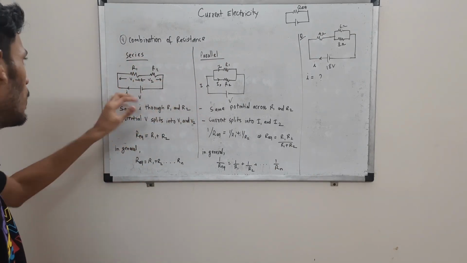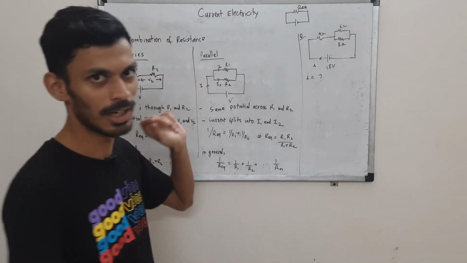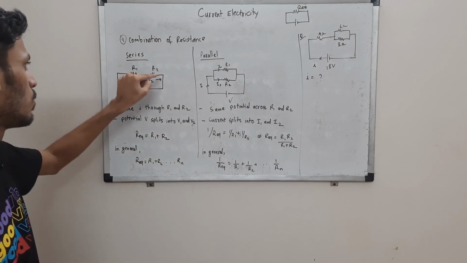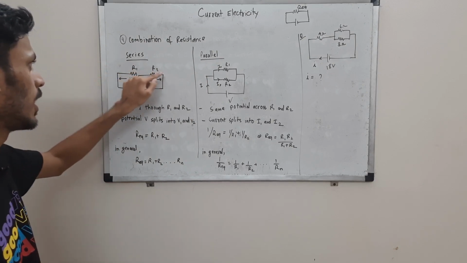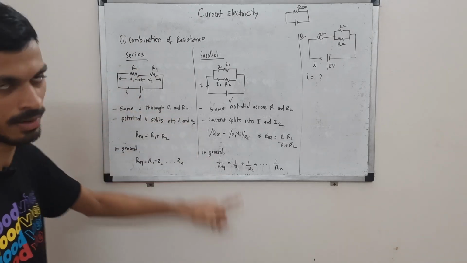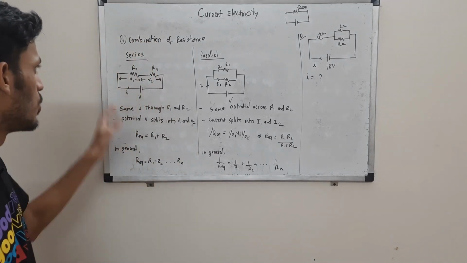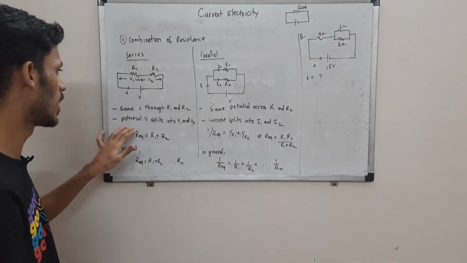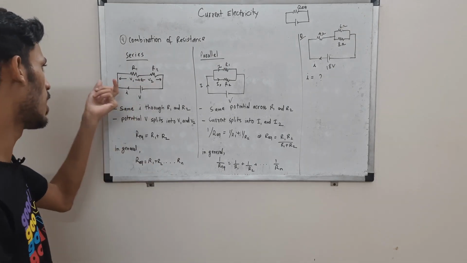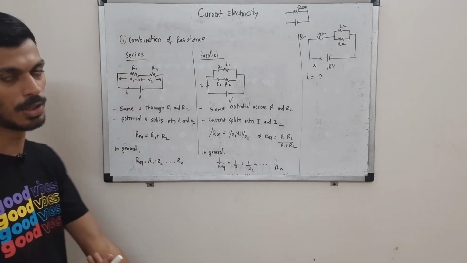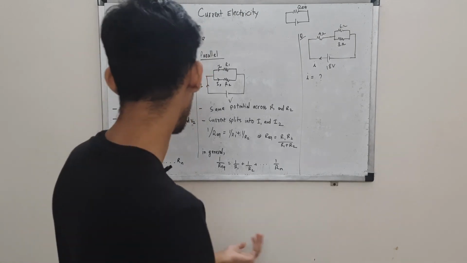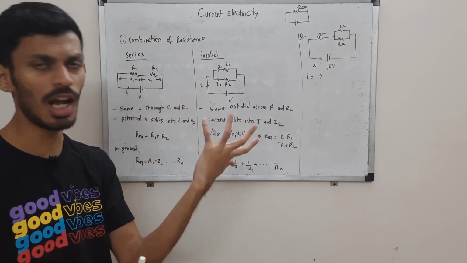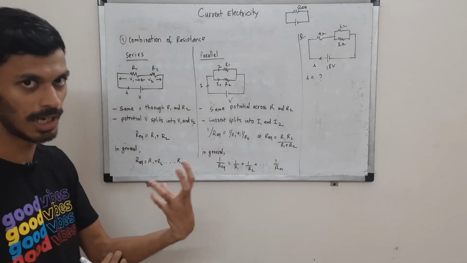Series combination, you know it, looks like this: end-to-end connection of your resistors. Whatever current is coming out through the circuit will go through R1 and R2. The same current I flows through R1 and R2, since there is no branching for the current to split. Potential, however, will split across R1 and R2. R1 will get V1, R2 will get V2, depending upon the value of the resistor. A higher resistor will consume a greater potential.